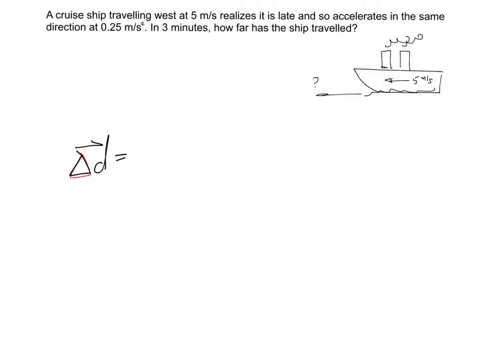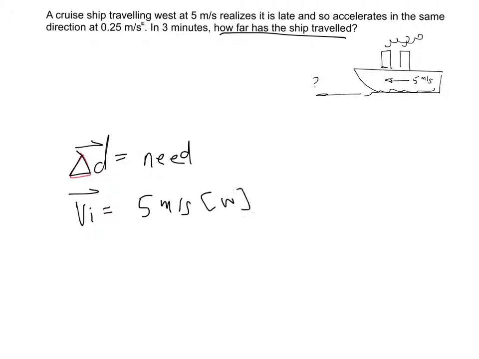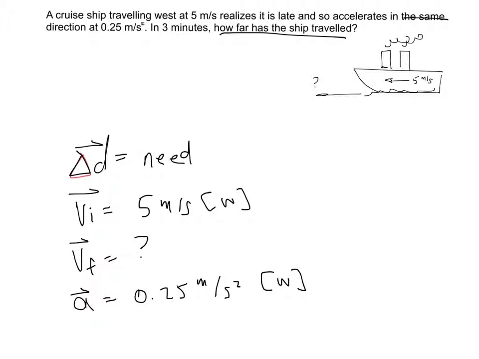Do we know how far that the ship has traveled? Well, the answer is no, and in fact, if you look at the question, this is really what we're being asked to find out. So I'm going to put here that we need this. Initial velocity. Do we know how fast it was traveling? Yeah, it was traveling at 5 meters per second west. We know that it accelerates, but we aren't told how fast it accelerates up to, so final velocity is unknown. Acceleration is given at 0.25 meters per second squared, also in the west direction because it tells us it's in the same direction, so we've got to keep track of our vectors there.